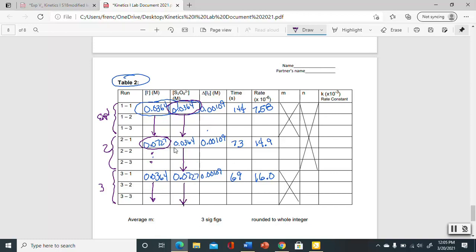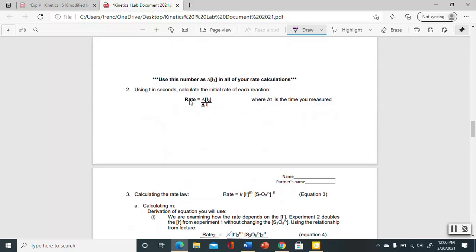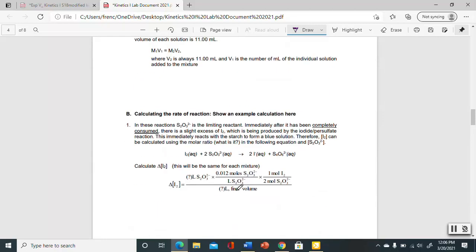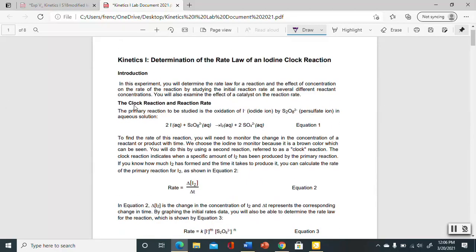Okay, now we can use all of these and our rates to determine the order of the reaction with respect to iodide and persulfate. So now you can see I filled in the table here. Let's go figure out where we get this from, okay? So this is the rate of appearance of iodine. Looking back up here, you can see that the rate of appearance of iodine is the same as the rate of disappearance of persulfate, and also directly related to the rate of disappearance of iodide. So we can use this to find our rate of reaction.